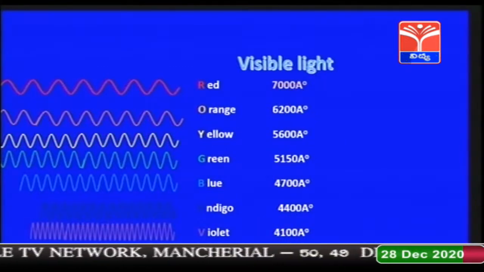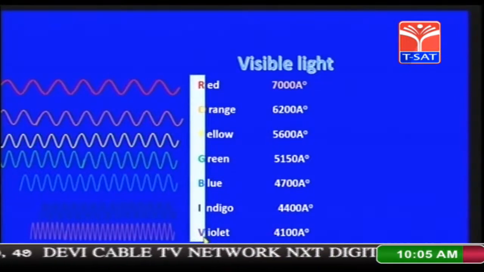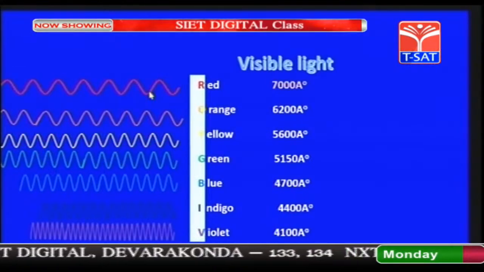If you take the first letter from all the color names, read from bottom to top, that is Phy.Sci. So this is known as the Phy.Sci spectrum of visible light.